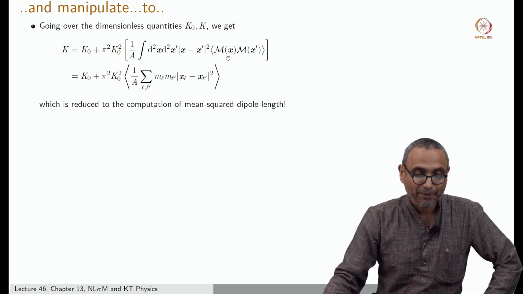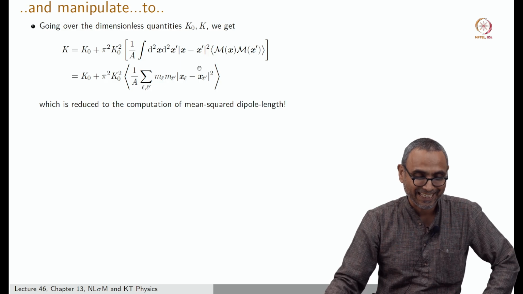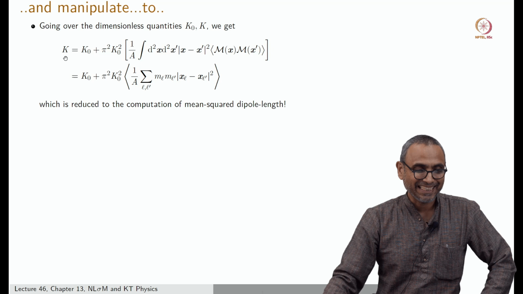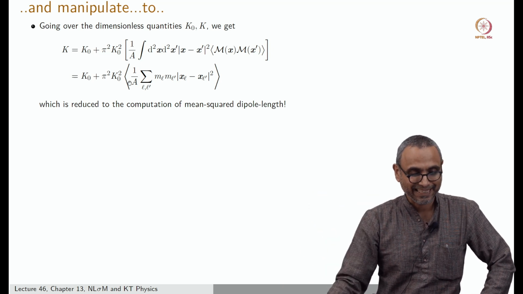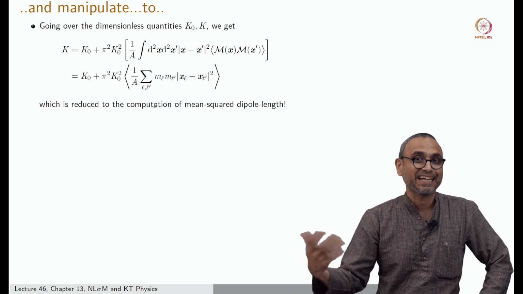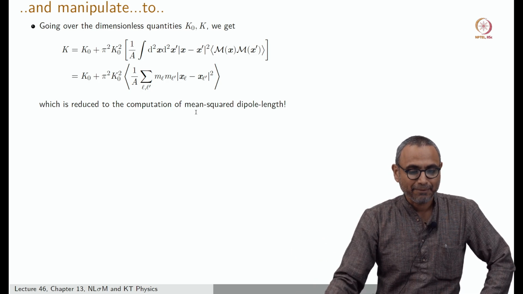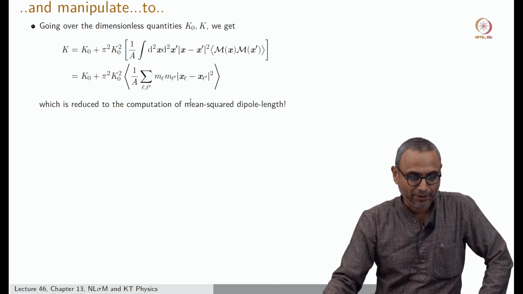So now if I remember that m of x is a sum over all dipole positions, etc., you can see that I can rewrite it like this very nicely. So I see that the effective k is k0 plus whatever I got by screening, etc. Like I mentioned, this becomes some mean square dipole length that we are trying to compute.